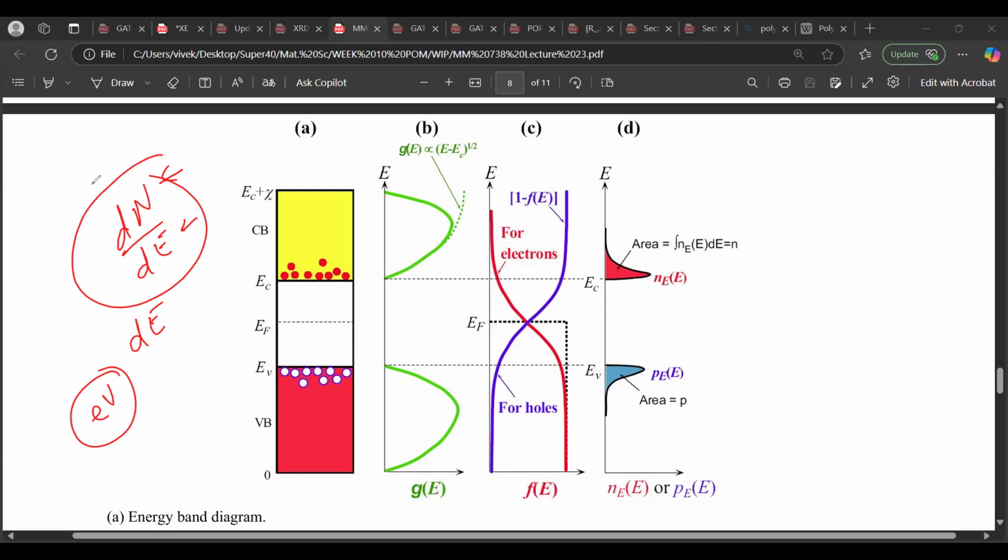Anyone? What is state in electronic? Number of electrons. Sorry, number of electrons. What is energy state in electronic configuration? Like I'm writing 1s2, 2s2, 2p6.